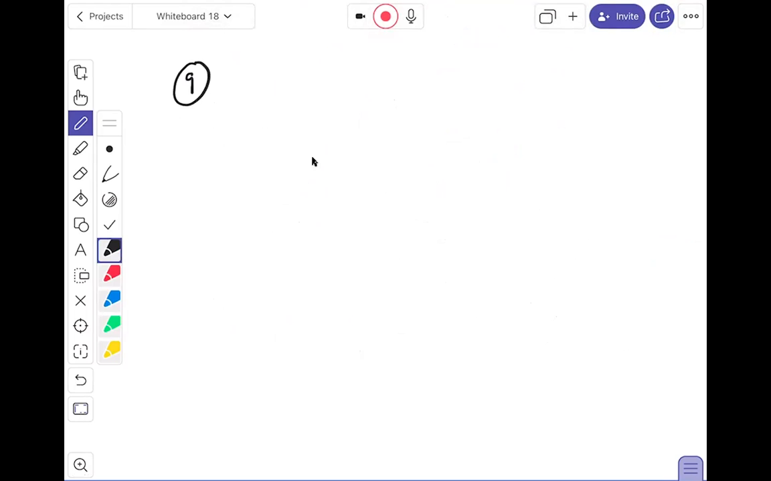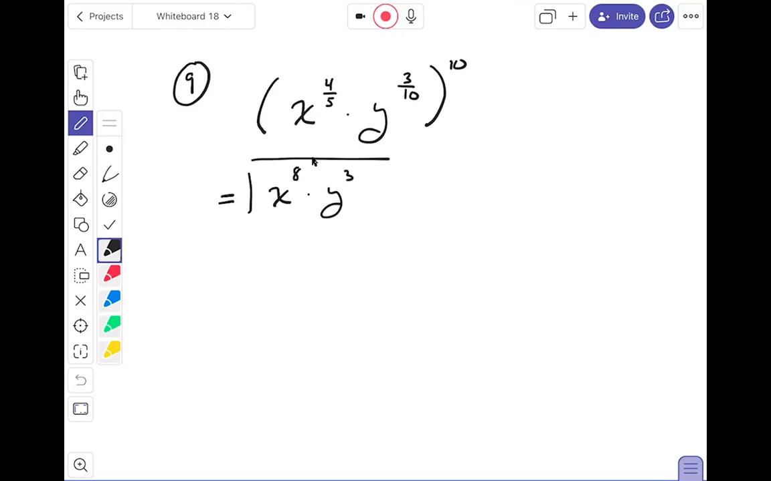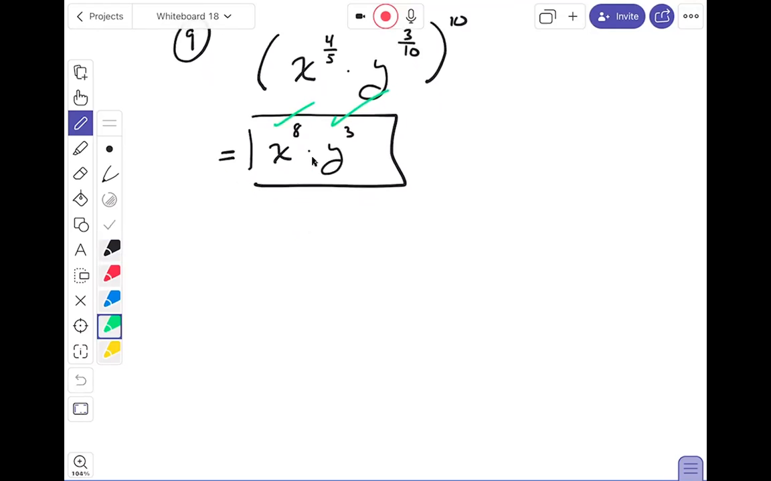And what do you get over here? x to the 4/5 times y to the 3/10, all to the 10th power. Well, I'm certainly getting better at this. I know it's a multiplication exponent. So 4/5 times 10 is going to be x to the 8th then. 3/10 times 10 is 3. Go to the answer key. Make sure you're staring at that. Again, I want to point out, if you're not staring at that, there has to be something wrong somewhere. Let's go to number 10.